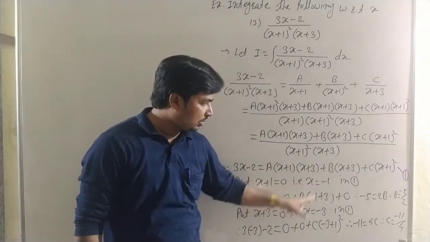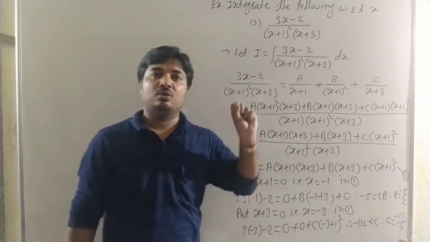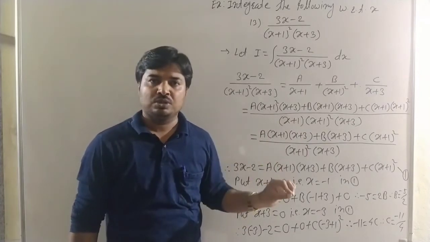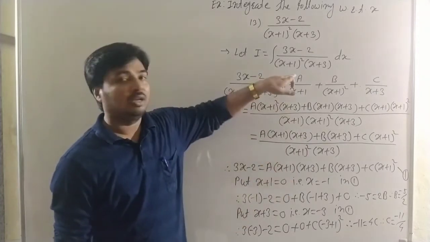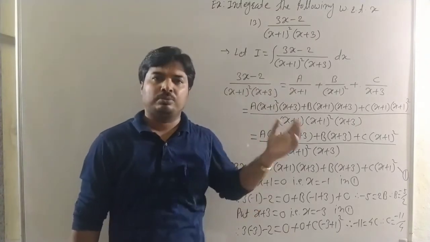Okay, other than these two numbers, minus 1 and minus 3, we put any real number. Now find the value of a. We put x is equal to 0 and then we find the value of a.